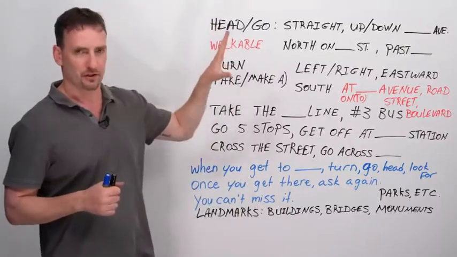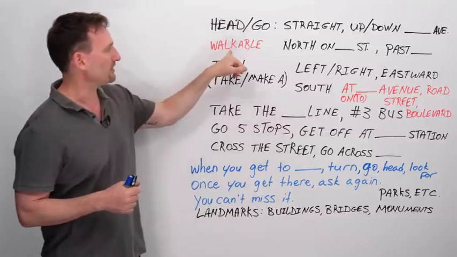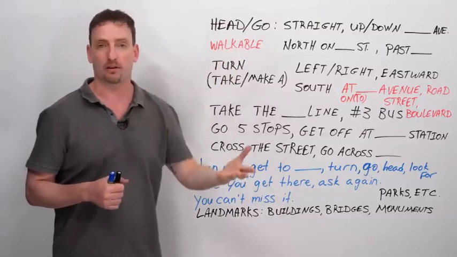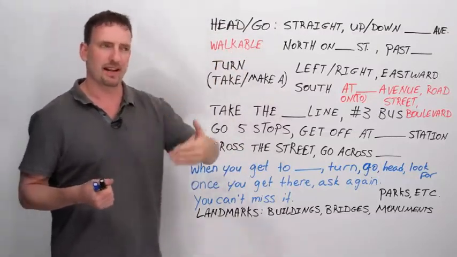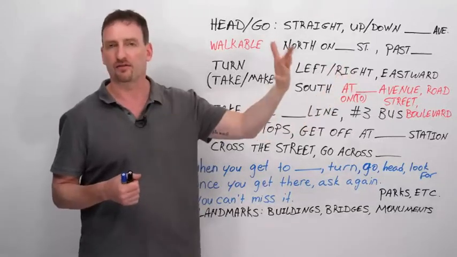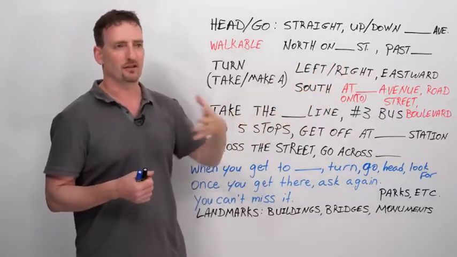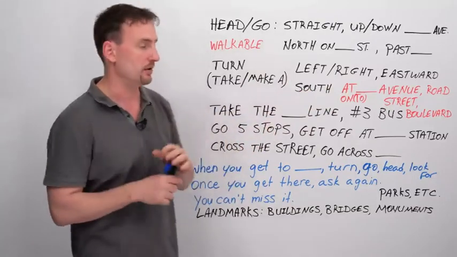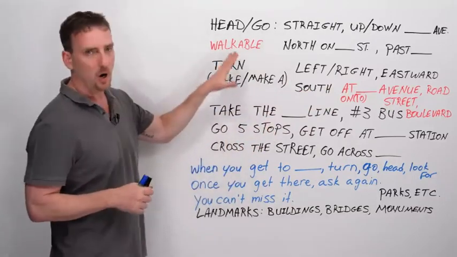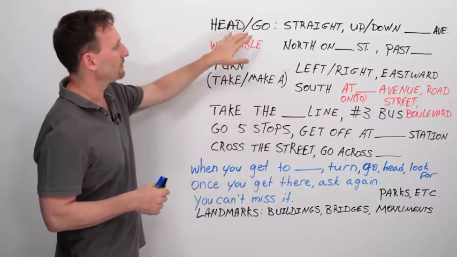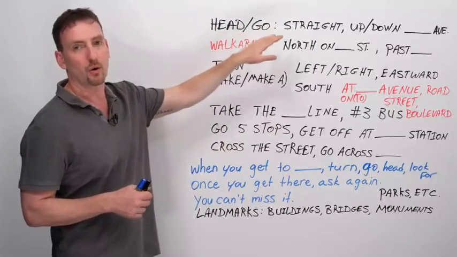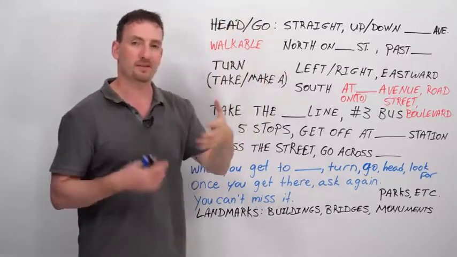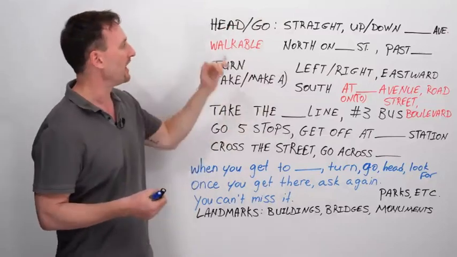So we're going to look at verbs. Now, mostly we're going to start with anything that is walkable. What this means is that you can actually walk to the place. It's not very far. Some places are too far. You may need to take a bus or a subway or a taxi, etc. So if it's walkable, just give them very simple directions. Head or go. Head and go are both verbs, and they essentially mean the same thing.